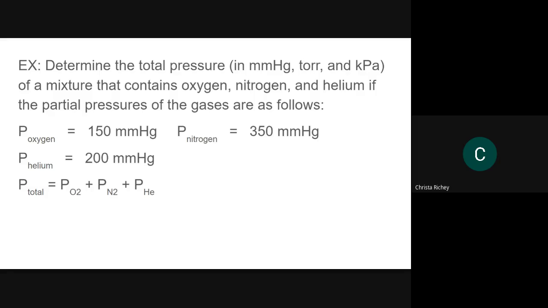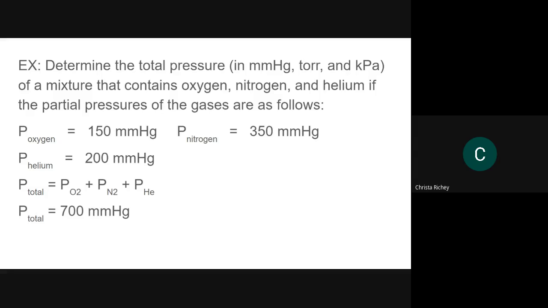So to get your total pressure, it's going to equal the partial pressure of oxygen plus the partial pressure of nitrogen plus the partial pressure of helium. All I did was change it from the words to the symbols. And we know that oxygen gas and nitrogen gas, there's always two of them. Helium is not one of those 7 special elements. No, you're just going to add. Literally, you're going to add 150 plus 350, which is 500, plus 200 more is 700 millimeters of mercury total. Well, it's just the pressure.